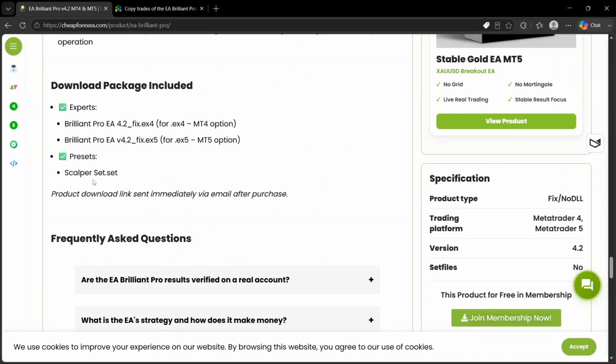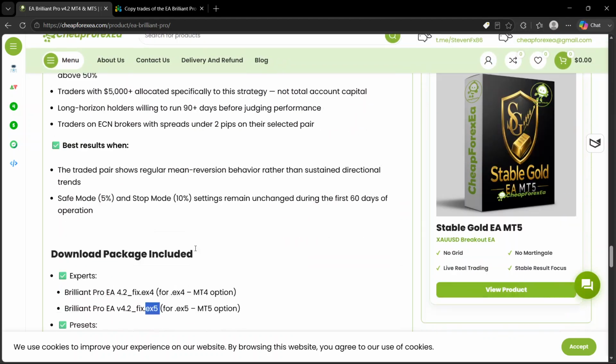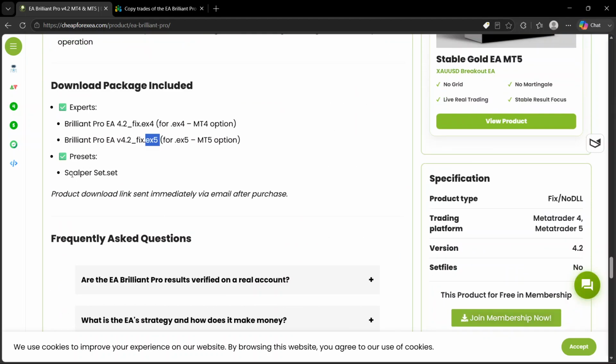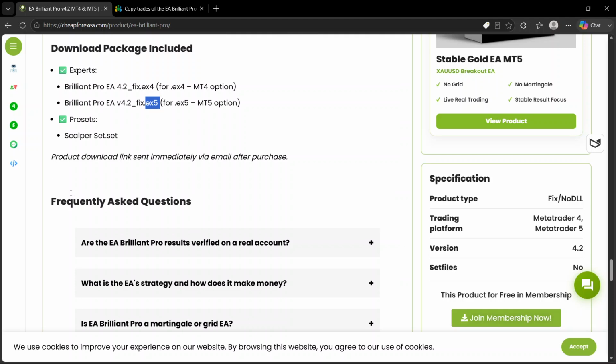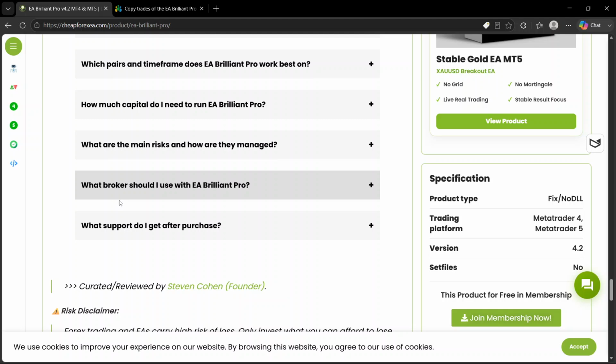Now, before we end this, we can see that once you buy the package or the EA, it comes with version 4.2 for MT4 and version 4.2 for MT5. This is for the both MT4 and MT5 option. And it comes with a scalper set preset. They say it is sent immediately via email after purchase. And you can check out the FAQ section.